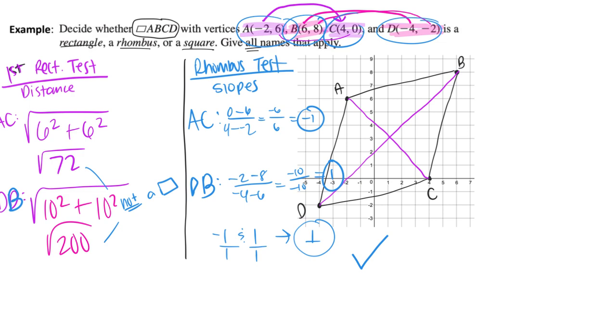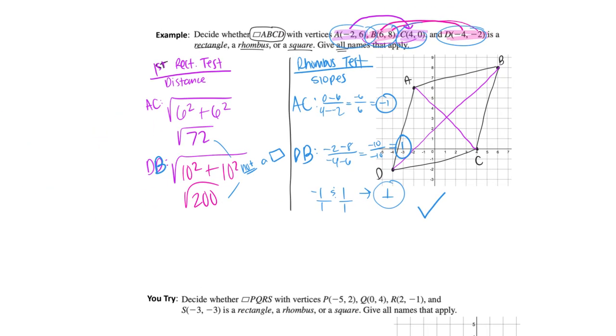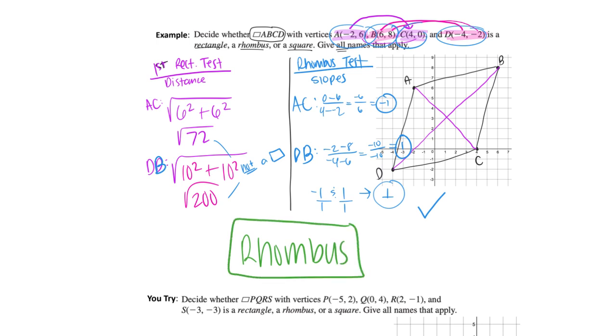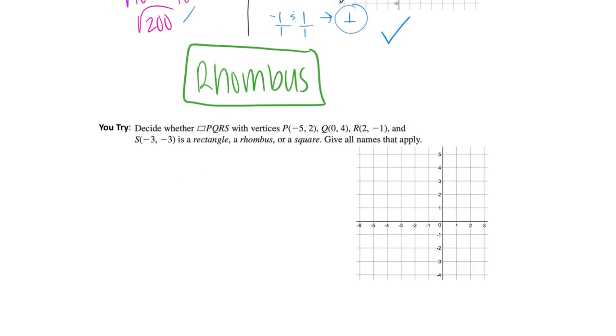And now we have to classify the shape. The best name for this shape would just be a rhombus. It's definitely not a rectangle, right? Because it doesn't have those congruent diagonals, which means there's no right angles here, so it can't be a square either. It's just a rhombus. Okay, now we're going to do the next one.